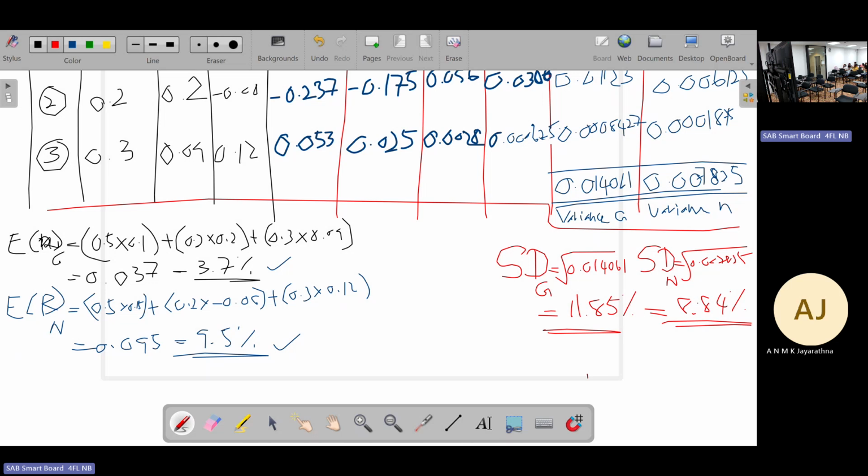How about the diversification impact? Have you calculated diversification impact? How can we calculate diversification impact? Covariance divided by the individual stocks. Remember, covariance divided by the risk of the first asset multiplied by the risk of the second asset. So then you identify whether it is +1 or -1 and then write down how the diversification impact is.